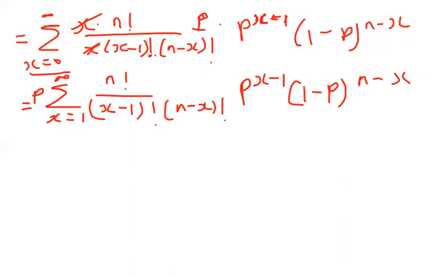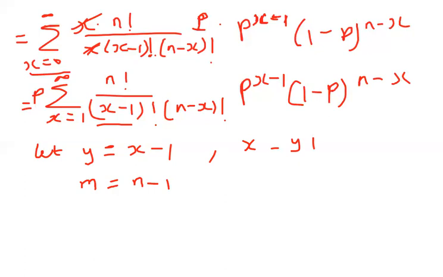So I can say let y equal x minus 1, to represent this one here. And then let m also equal n minus 1. If that is the case, then I can say x is equal to y plus 1, right? x equals y plus 1 from here. And n also equals m plus 1.